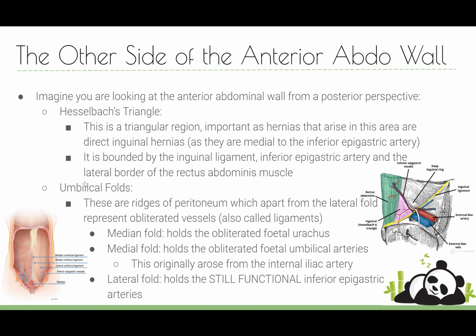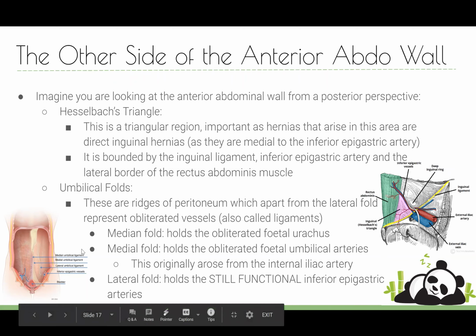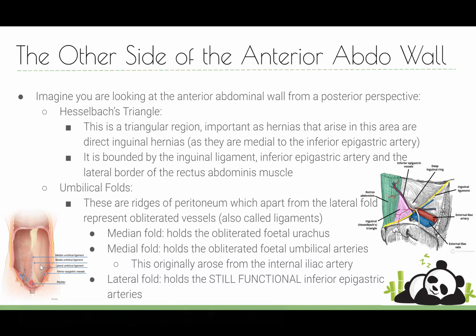The umbilical folds, they also, for some reason, care about a lot. I think it's probably because it's got embryology in it. But these are the ridges of the peritoneum, which form folds, and they are from obliterated vessels and they also end up being called ligaments. So they can be either called folds or ligaments, and there's like 3. So the median, the medial, which will go there, and the lateral, which will go there.